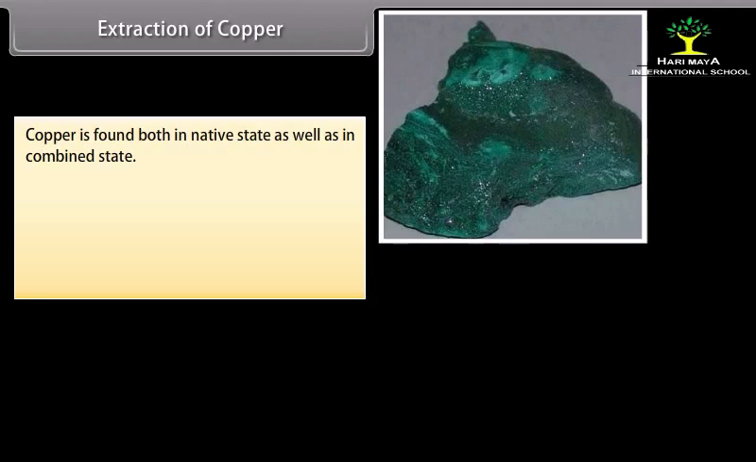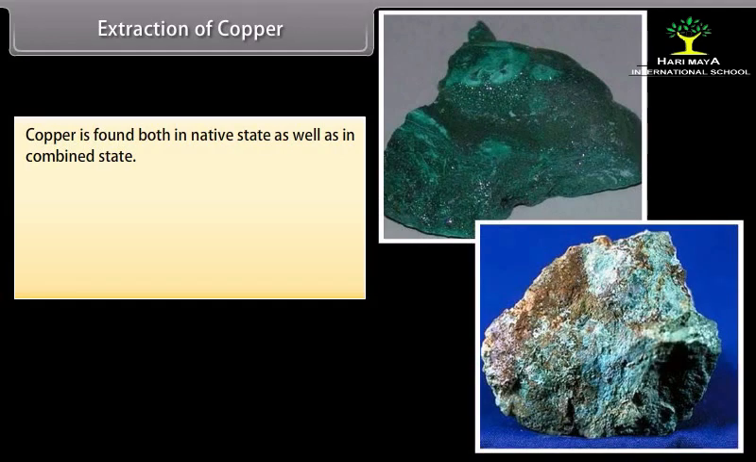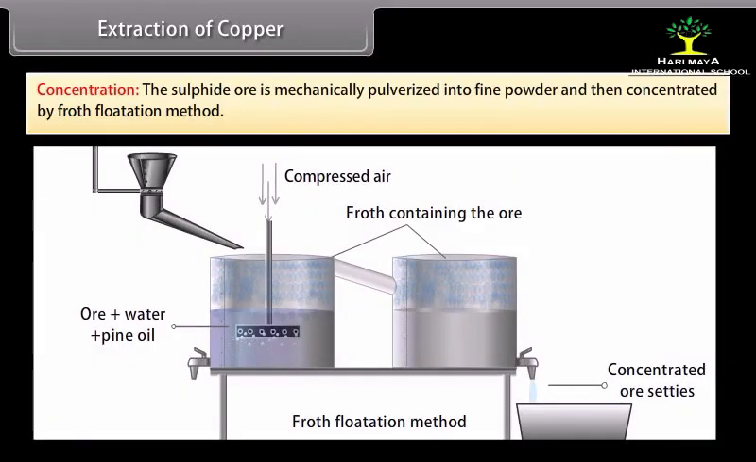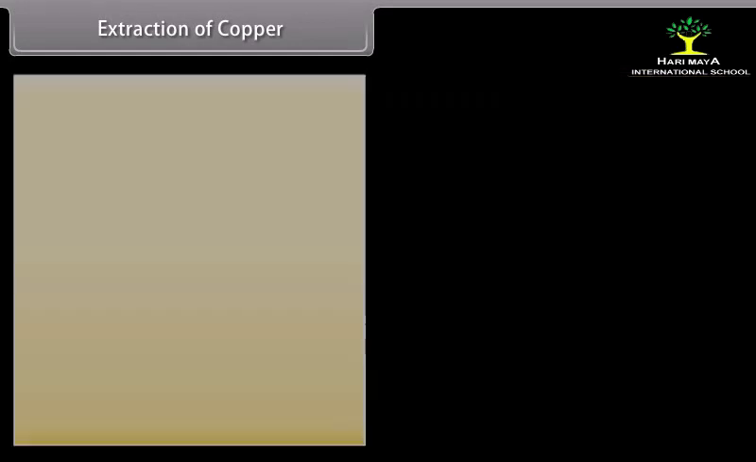Extraction of copper. Copper is found both in native state as well as in combined state. The main occurrence of copper is as sulfides, oxides, and carbonates. The important steps involved in the extraction of copper are: concentration. The sulfide ore is mechanically pulverized into fine powder and then concentrated by froth flotation method.